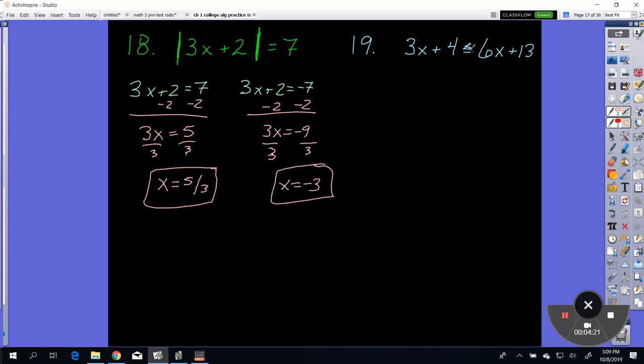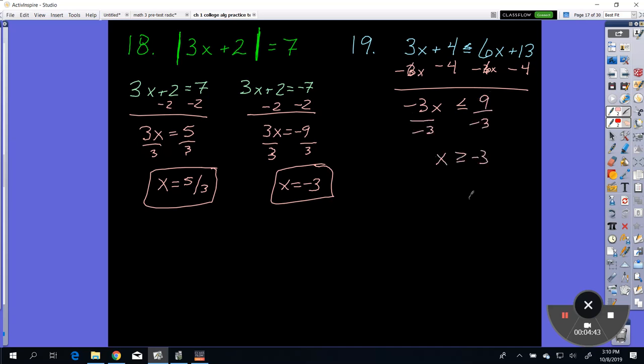So this one has an inequality, so we want to just solve it. So I subtract 4 from each side, minus the 3x over to here. Oh, that didn't do me any good because now everything's on the same side. So I minus the 6x from each side. So I have negative 3x is less than 9. Divide it by negative 3. So x is greater than or equal to negative 3.